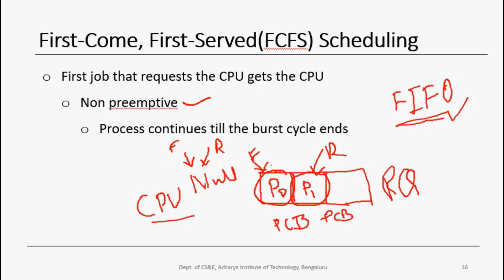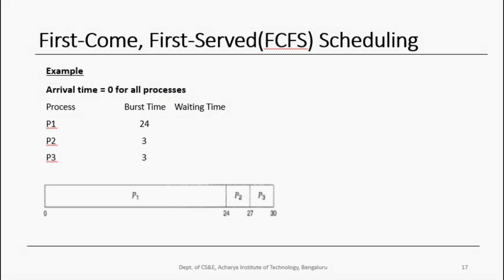We have discussed the difference between preemptive and non-preemptive CPU scheduling. This is a non-preemptive CPU scheduling because once the process gets the CPU, it goes on till it completes the CPU burst. Therefore, it is a non-preemptive algorithm. Hope you have understood what the first come first served scheduling algorithm is. Let us try to understand this algorithm clearly with an example.